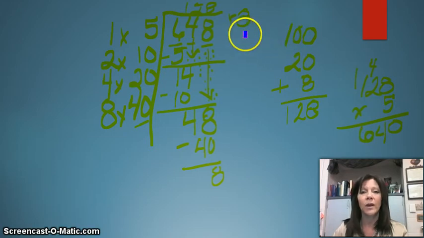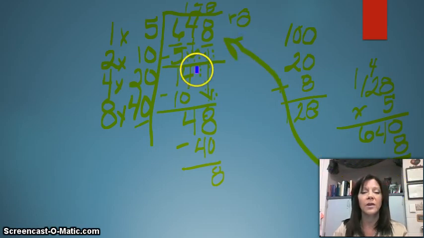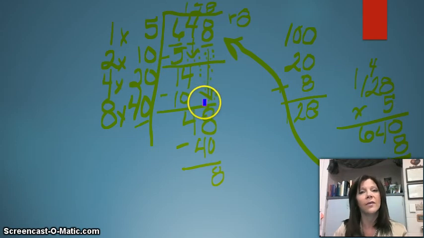And what do you do with your remainder? You always add your remainder into your answer. 0 plus 8 is 8, 4 plus nothing is 4, 6 plus nothing is 6. And if you notice, 648 and 648 match. And if you've done that, then you've gotten the right answer.